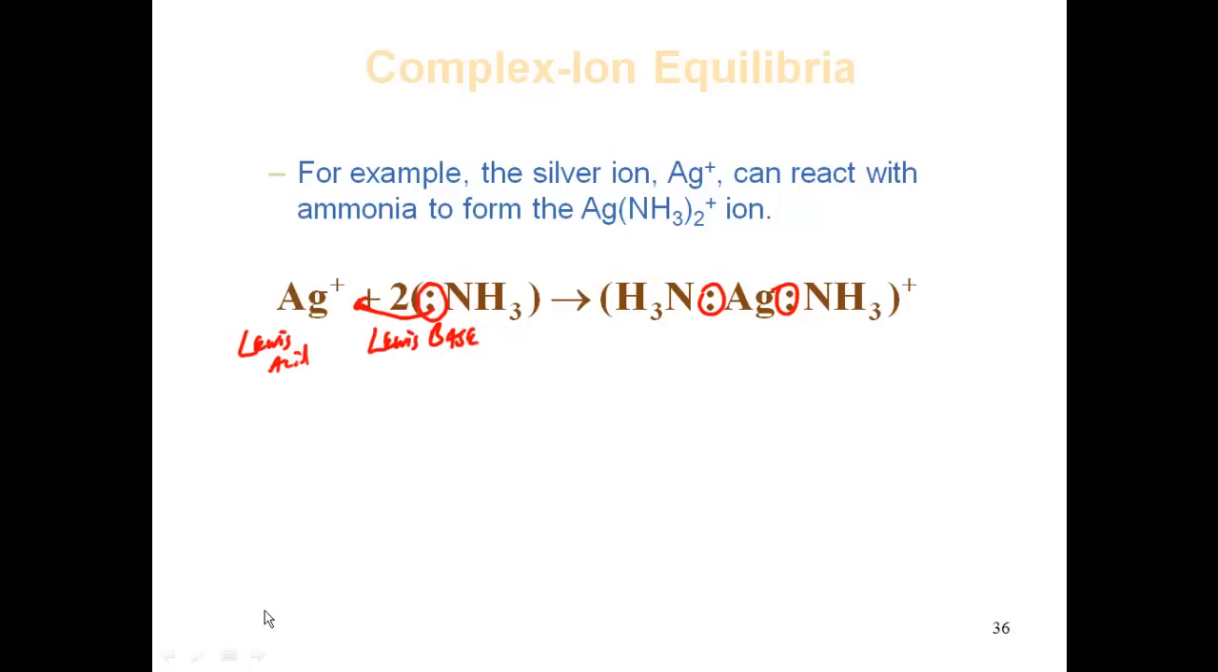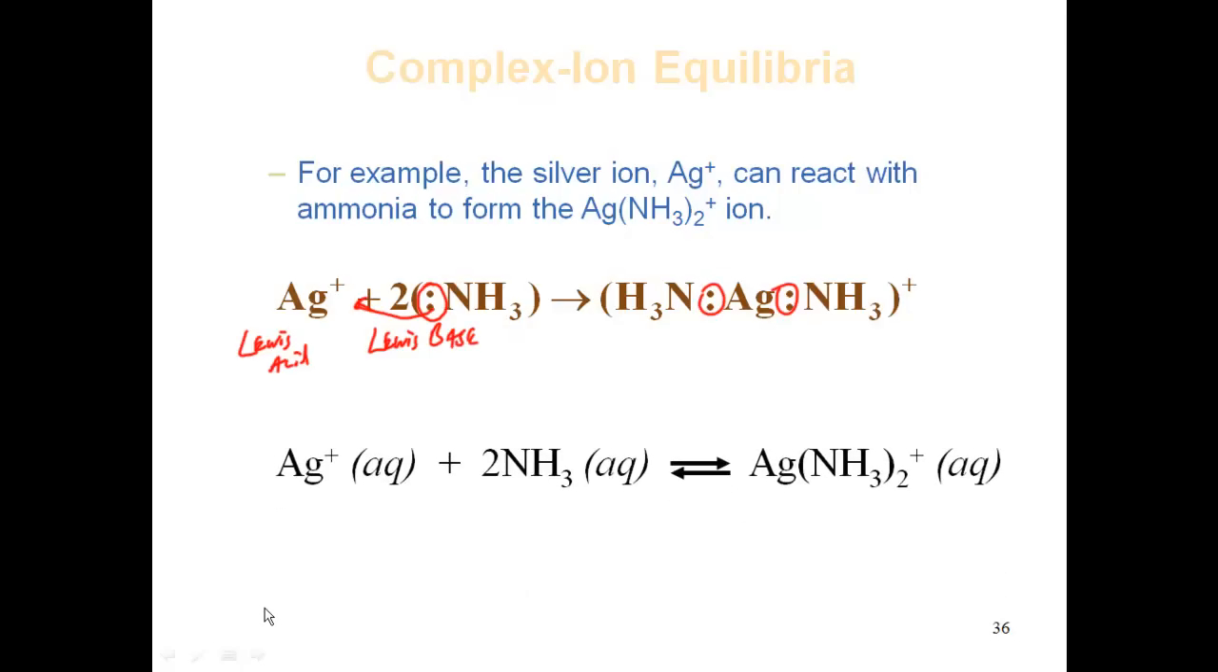Now we can write this in a normal sense without the lone pairs, and you get silver plus two ammonias gives me my diamine silver complex. Now notice it has a double arrow. That means that we have an equilibrium again, which means there's a K associated with it. And we'll talk more about that K in a couple of slides.